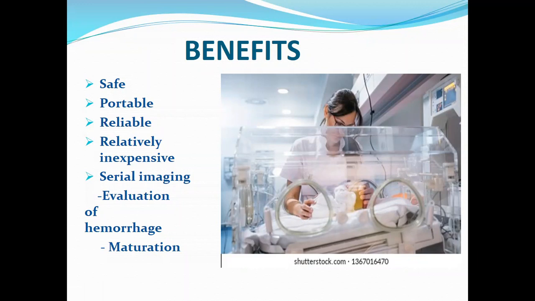It's reliable. Statistically speaking, the sensitivity of ultrasound ranges from 61 to 87, and the specificity from 81 to 97. So the reliability of producing reliable results is quite high. It's inexpensive compared to CAT scans and MRI, and we can do a lot of serial imaging when we are following up the brain maturation. Go to the next slide.